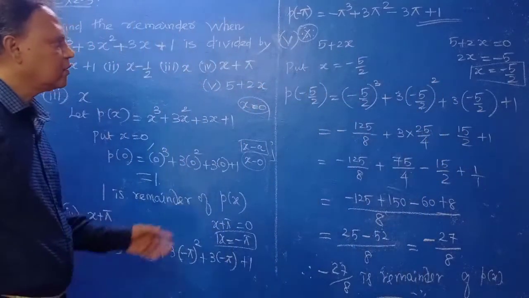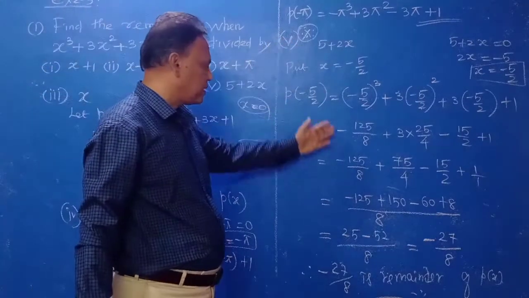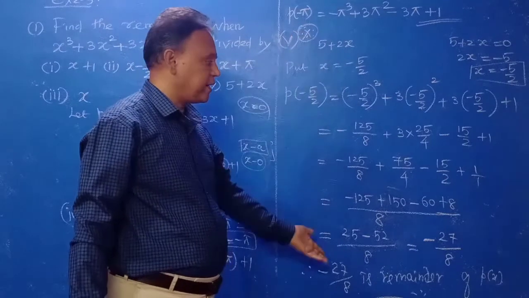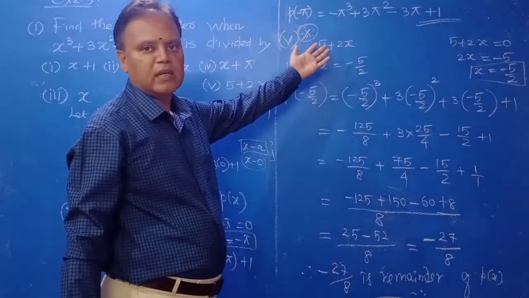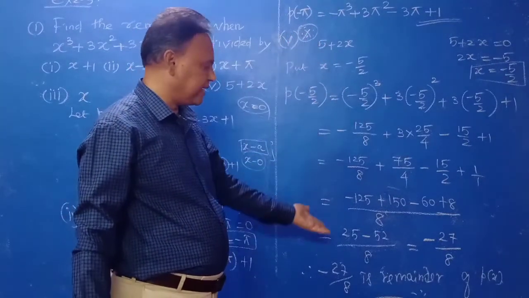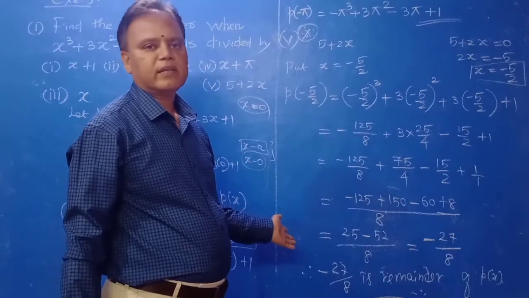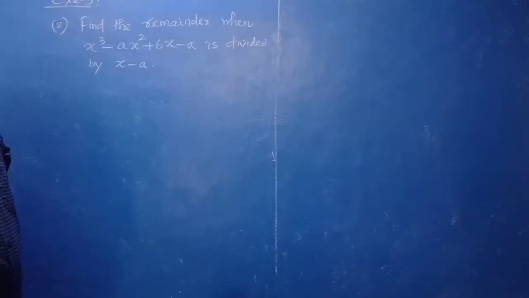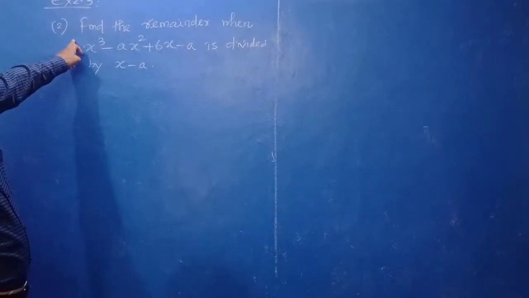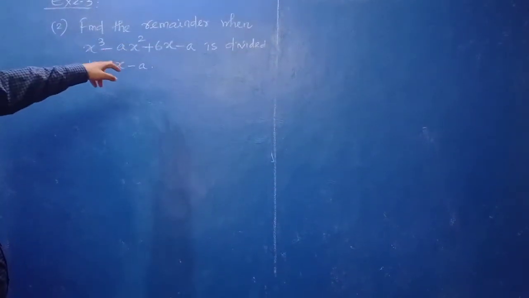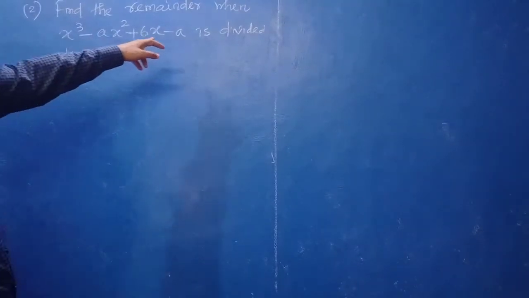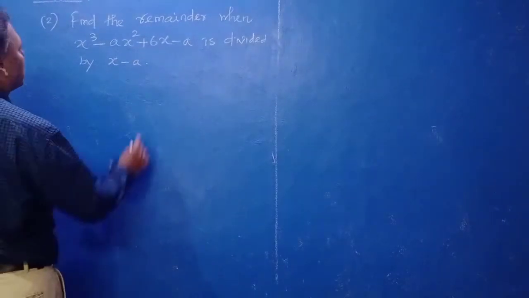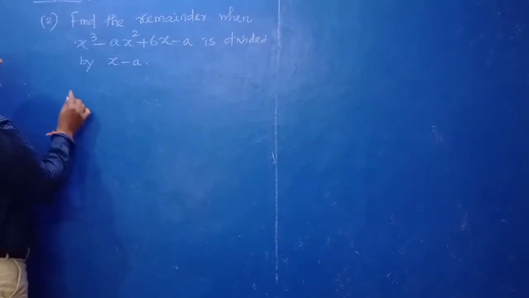Okay, so very important problem. Many times repeated this problem. In periodic tests, half-yearly exams, and session-ending exams, they will ask these very important questions. So the next problem is: find the remainder when x cube minus ax square plus 6x minus a is divided by x minus a.